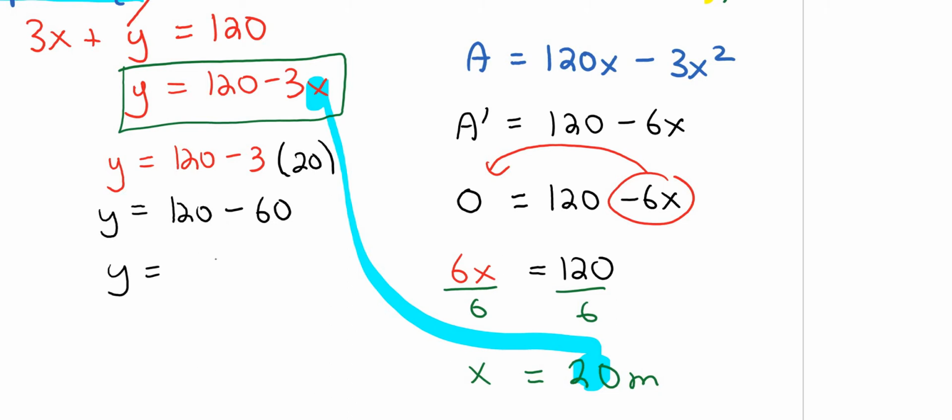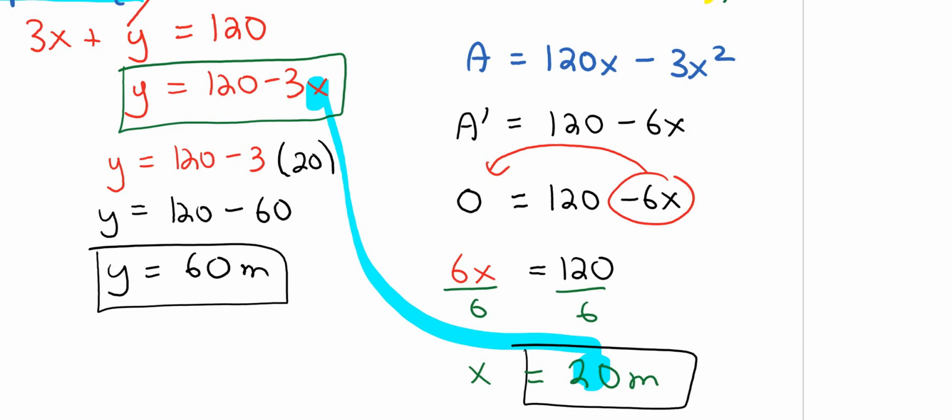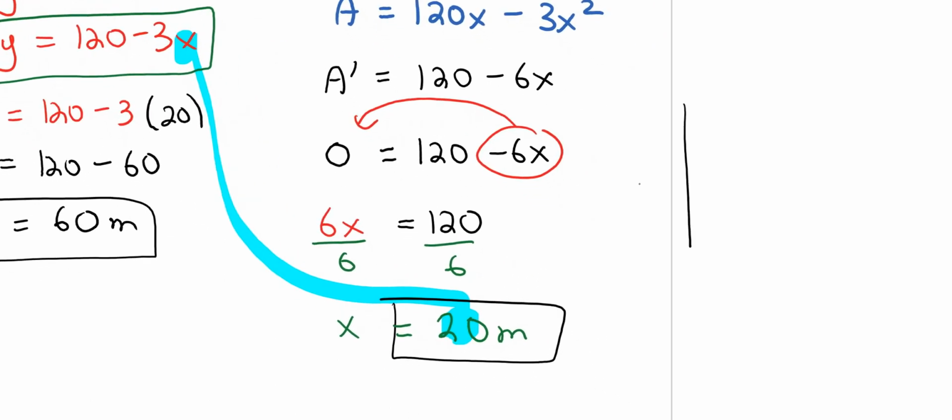And y would now equal 60. All right, so the dimensions that will maximize the area are 60 meters by 20 meters. All right, so if I go back to my diagram here, I think this was the wall, and I believe it was set up like this.